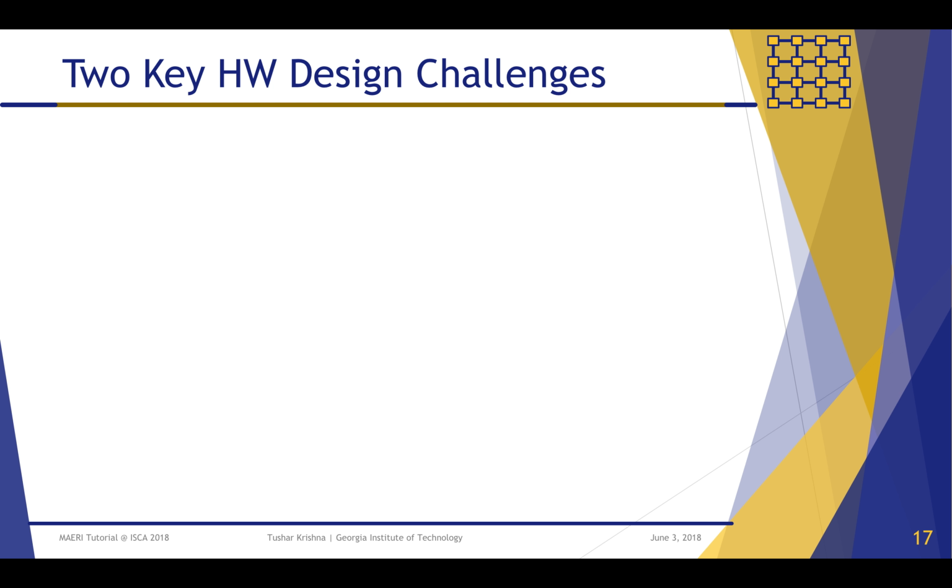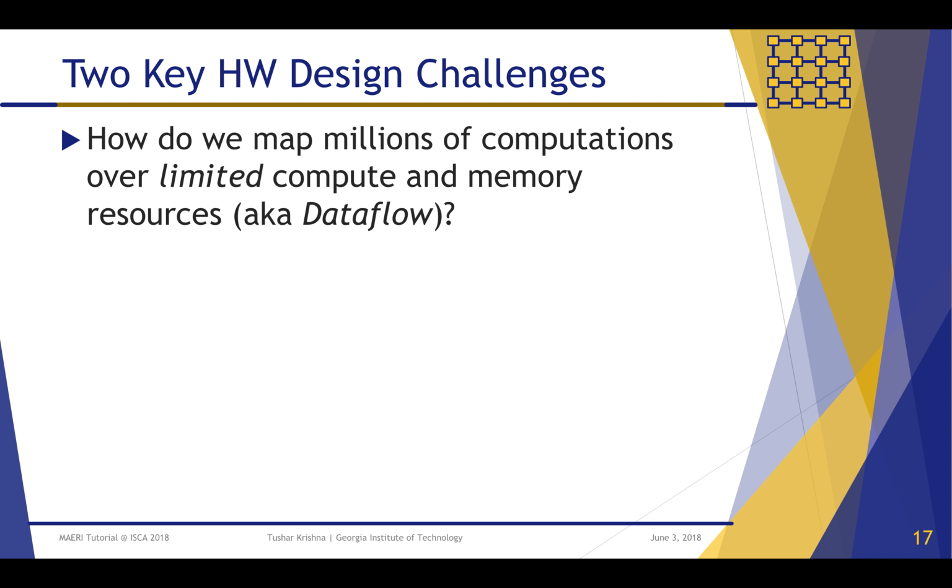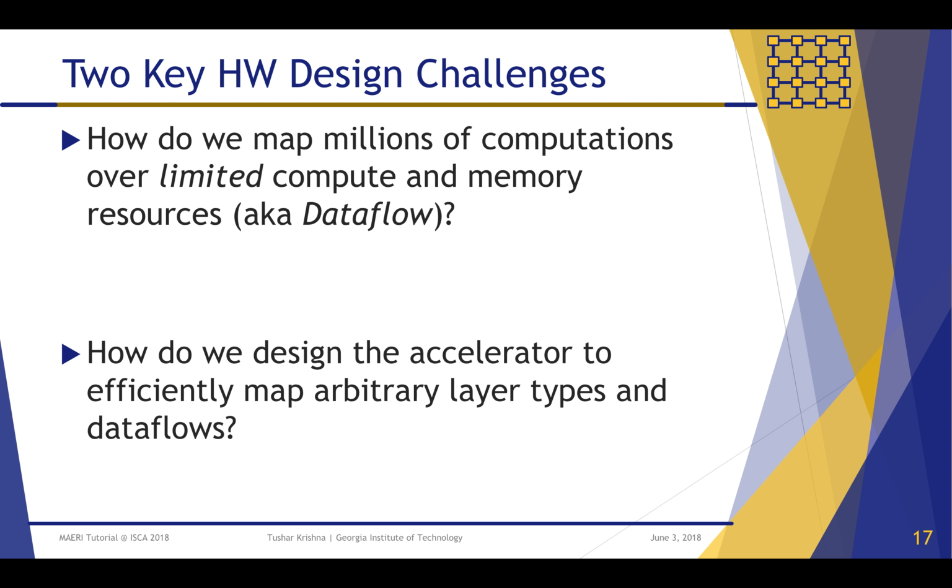So of course, as architects, this brings out two hardware design challenges. First is, how do you actually map all of these millions of computations over the limited compute and memory resources that you have? That's also known as data flow. And then how do you actually design this accelerator so that it can efficiently work across all of these DNNs and across all of these possible data flows or mapping strategies? So these are the two things that we're going to be addressing in this tutorial.